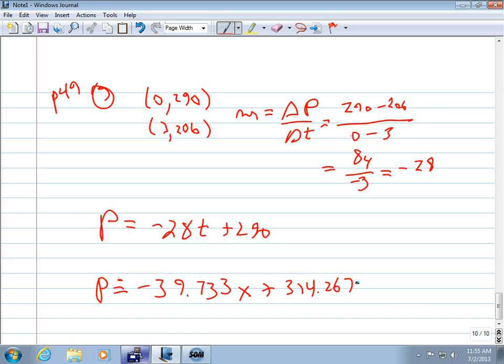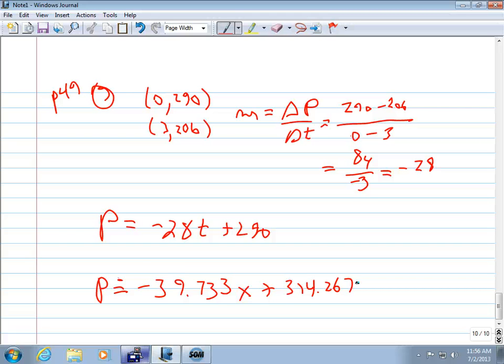Now, they're asking you to interpret the slope, negative 39. What does that mean? Negative 39, what does that mean? Roughly, negative 39 roughly. What does that mean? The slope. What are the units? Delta P over delta T. What's P? What are the units for P? Zebra, right? So we're losing 39 zebra per year. X is in years, right?